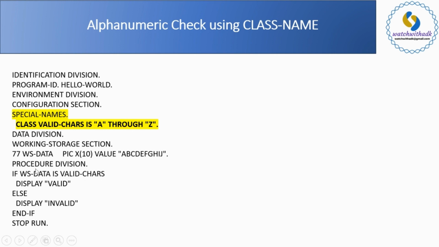Under the procedure division, if I want to validate this WS-DATA, then we can just write IF WS-DATA IS VALID-CHARS. So what will happen? All the characters inside this WS-DATA will be validated against this VALID-CHARS class. Here you can see these are all alphabets. So if all the alphabets are found within this range, because it is A through Z, this will become true and display valid. If this variable contains any character other than an alphabet, then this will display invalid.